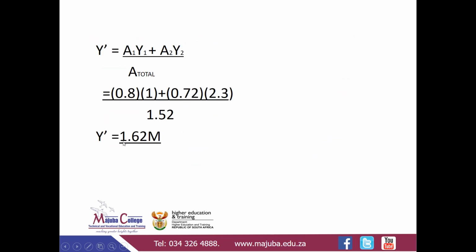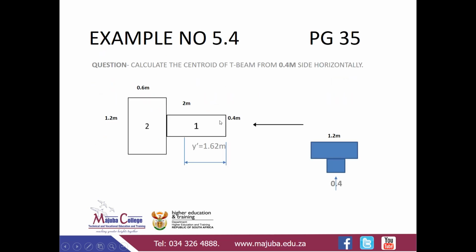Y bar, or the centroid, is 1.62. That means from here to here is 2. That means this Y bar, or this centroid, is within the first section. That's what I wanted to clarify.